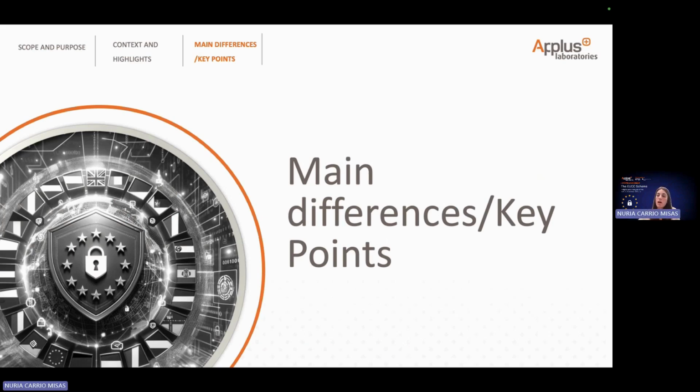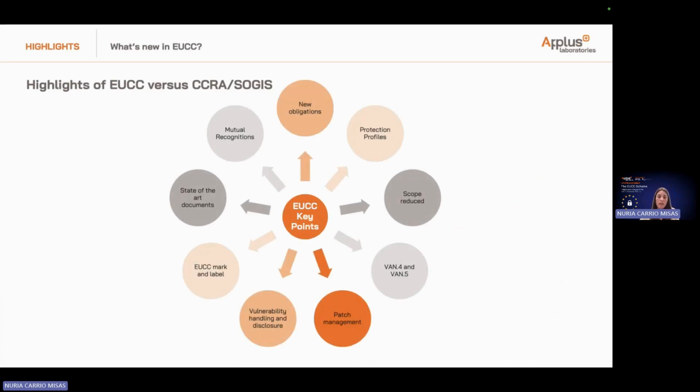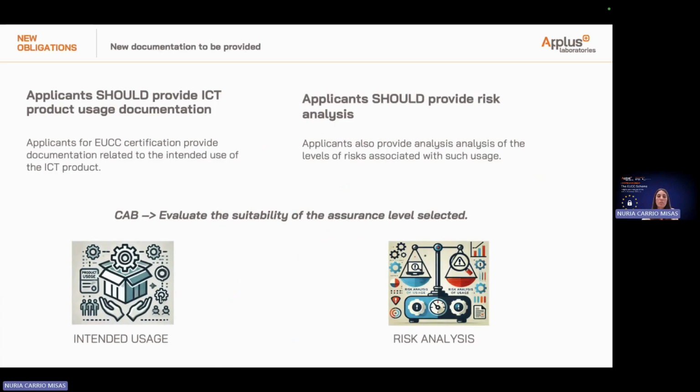So let's go deeper on analyzing the main differences and the key points between both schemes. Here you can see a roulette of all the topics that we will be covering today. We will go slightly summarizing all the topics, but we hope that you will have a clear view of what the key differences between these two schemes are. First of all, we are going to start with the new obligations. The Implementing Act explains that applicants should provide the intended usage of the product, but also provide a risk analysis, okay? This is because the CAB needs to evaluate the suitability of the assurance level selected.